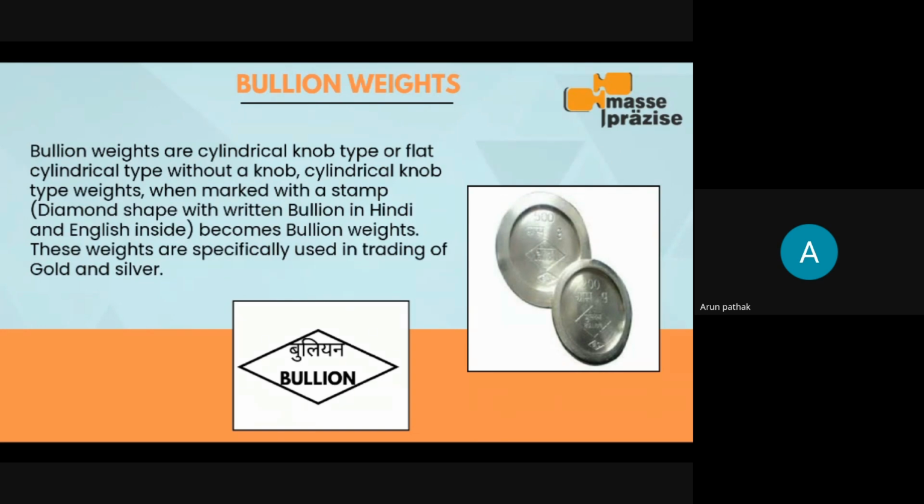So cylindrical knob type weights or flat cylindrical weights marked with a stamp of diamond shape, written with bullion in Hindi or Hindi and English, as shown in the slide, are called bullion weights. The range of these weights is the same as of cylindrical weights, that is 1 gram to 10 kg. And the MOC, the material used for these weights, is brass and stainless steel.